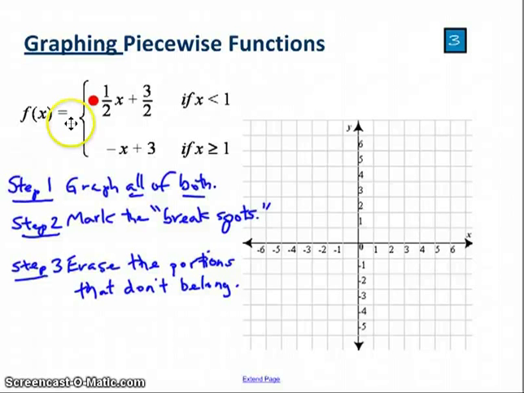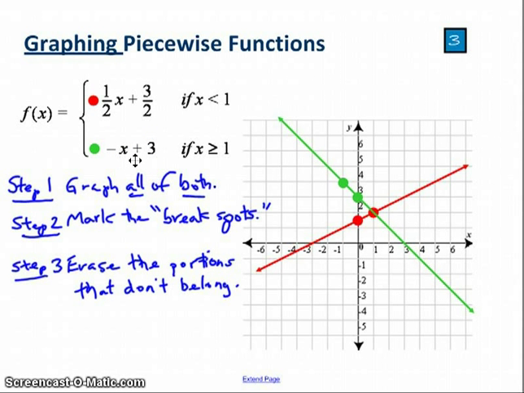So let's look at this. First, I'm going to graph 1/2 x plus 3/2, and there's that. Then I'm going to graph negative x plus 3, and there's that. Now I've got to mark the break spot. Well, as I say, it changes when I'm at x is equal to 1.